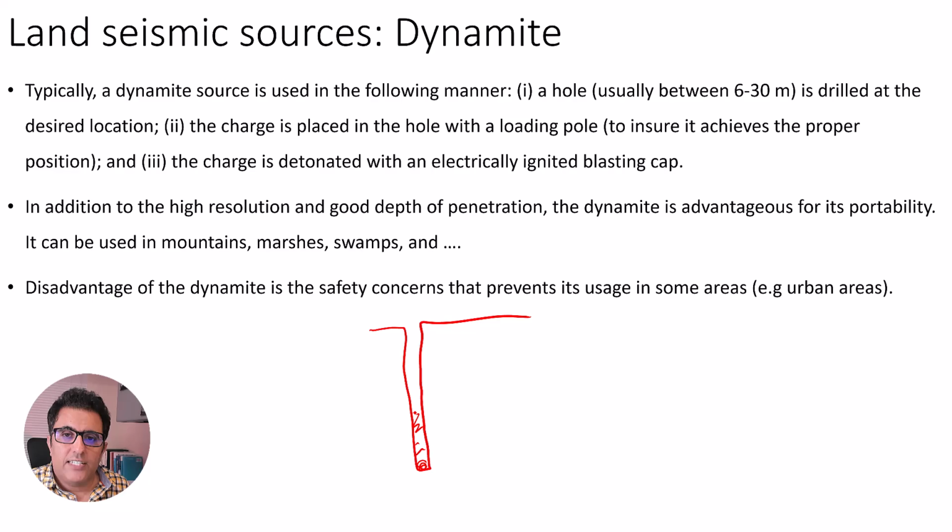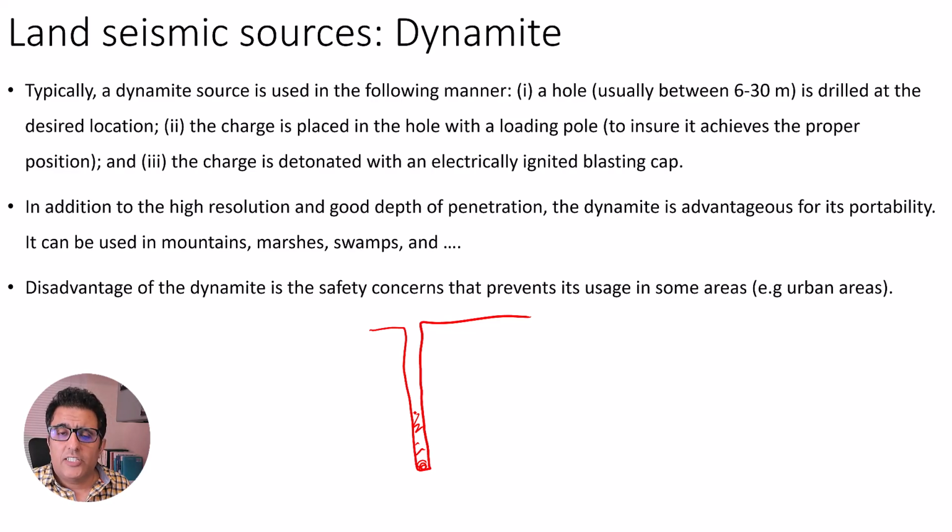There are many advantages of using dynamite. First, it produces high quality data, and usually the data that we get from dynamite has a very good signal to noise ratio. In addition, it is portable and we can use it almost anywhere: in mountains, in marshes, swamps, and wetlands. And finally, it has very good penetration depth, and using dynamite we can study deep formations.